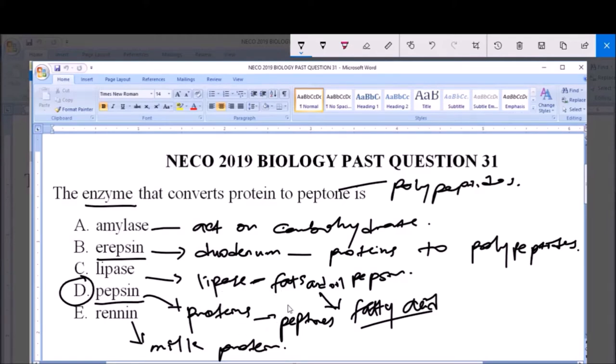You know, the food in the stomach will spend some hours, and then this enzyme pepsin will act on this protein and convert them to peptones or polypeptides. Then those that are not acted upon by pepsin will go into the small intestine and be acted upon by erepsin. So the main enzyme that converts protein to peptone is actually pepsin, which is option D. So option D is the correct answer to this question.